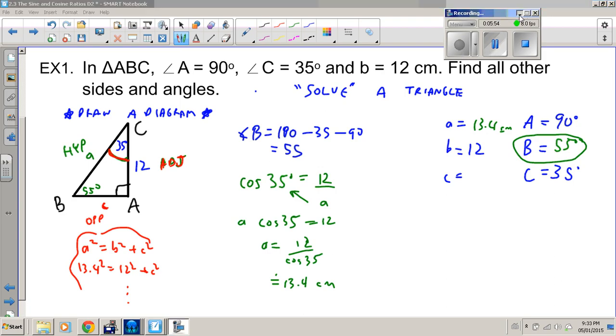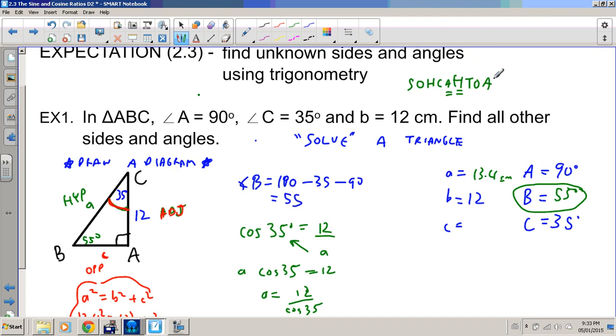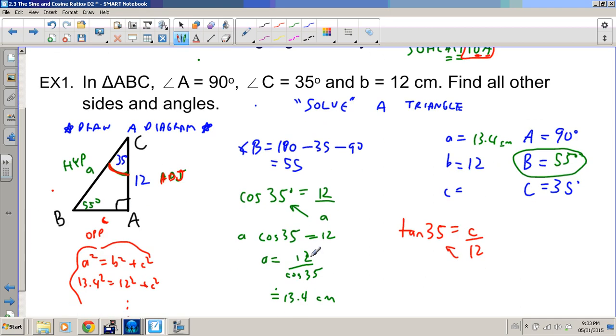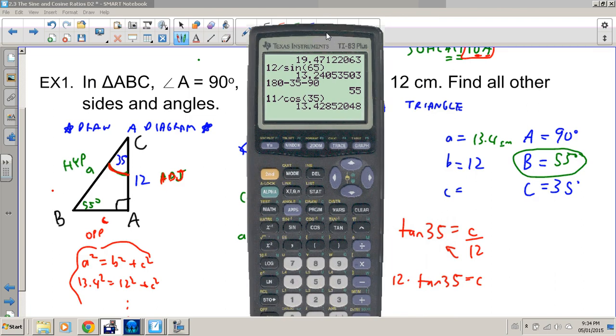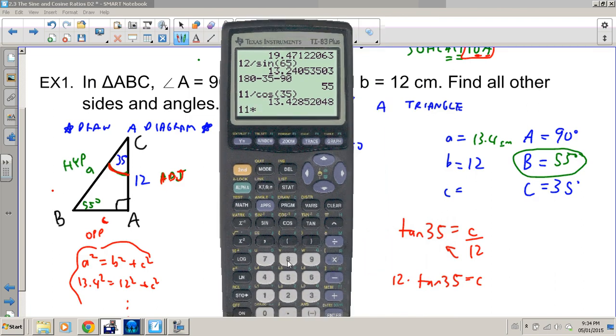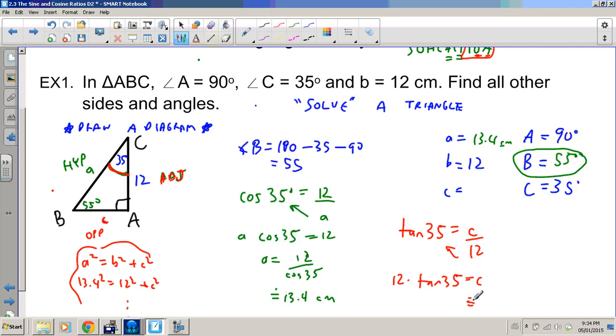Opposite and adjacent, what is that? Opposite and adjacent is the tangent. So I go, the tan of 35 is equal to c over 12. Cross multiply. 12 times the tan of 35. Clunk that into a calculator. What is it again? 12 times tan of 35 equals about 7.7. And now my thing is all full, so I know I'm done.